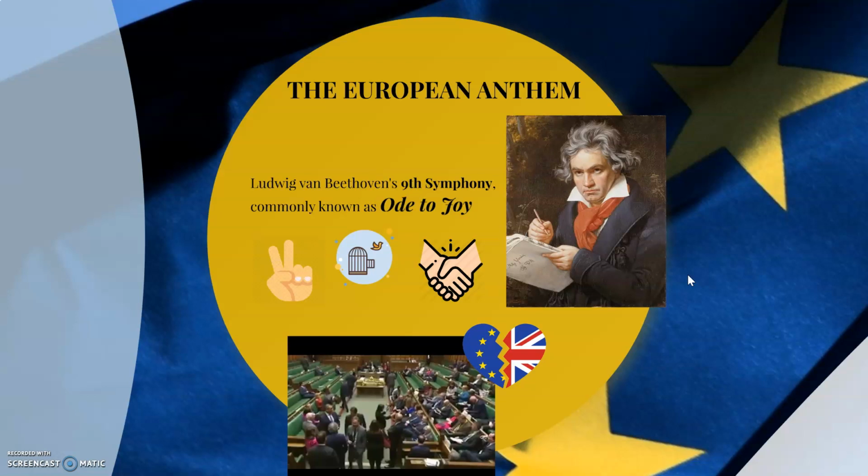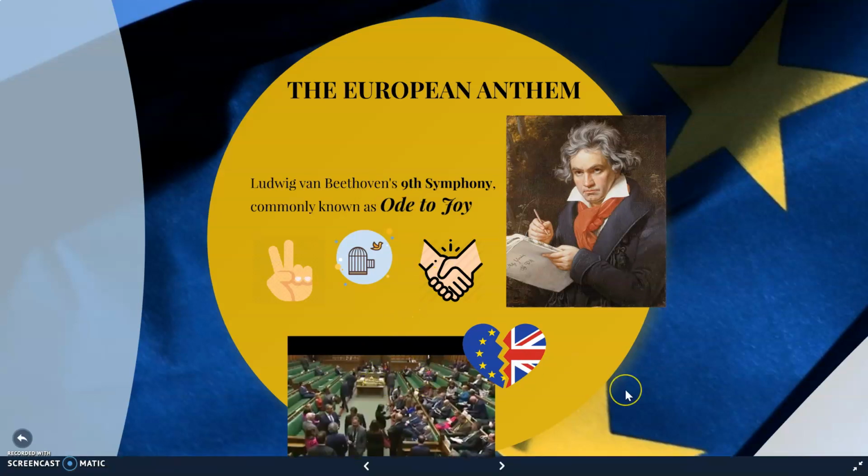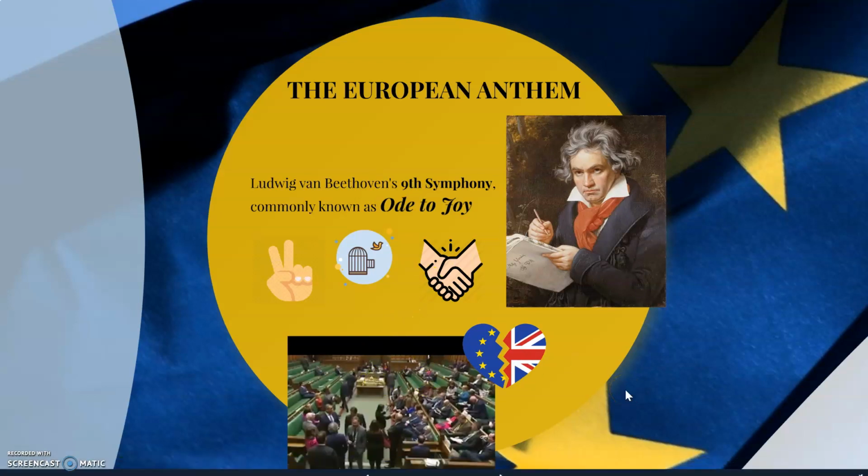In 2017, members of the Parliament of the United Kingdom from the Scottish National Party first whistled and then sang Ode to Joy during a vote at the House of Commons to protest against Brexit. And here's a video documenting this event. If you're curious, you can stop this video lesson to watch it, and then we'll meet back here.